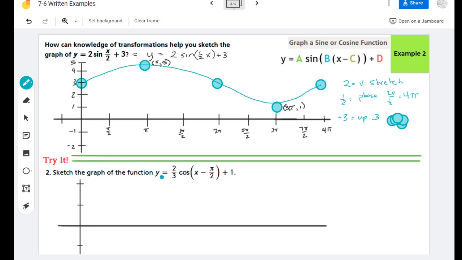Alright, so now we're going to do that same thing. Let's talk about our cosine here. In terms of the cosine, that 2/3 is going to be a vertical compression, right? So instead of going all the way up to 1, it's only going to go to 2/3 of 1. So I'm going to adjust my axis here, and I cut those things into thirds.